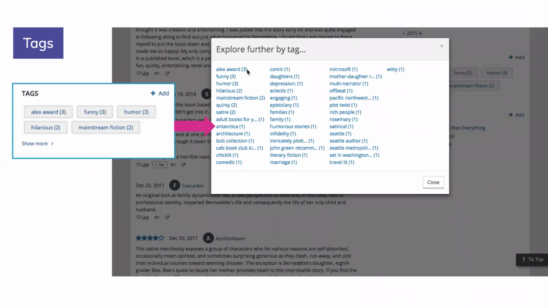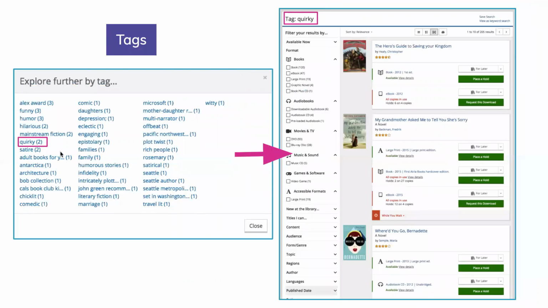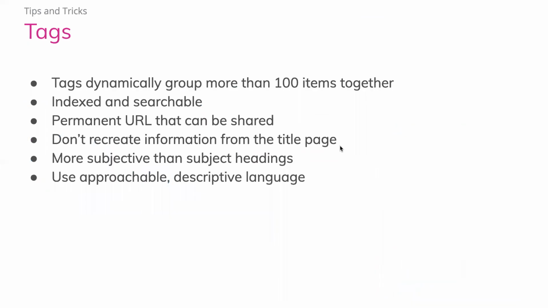Tags, if you click them, it's going to show all of the tags, and then clicking on a certain tag is going to pull up a search for that tag. I'll talk a bit more about tags in a moment. Tags dynamically group more than 100 items together. They're indexed and searchable, and there's a permanent URL that can be shared. You don't want to recreate information from the title page. It's an opportunity to be more subjective than subject headings and use approachable, descriptive language.